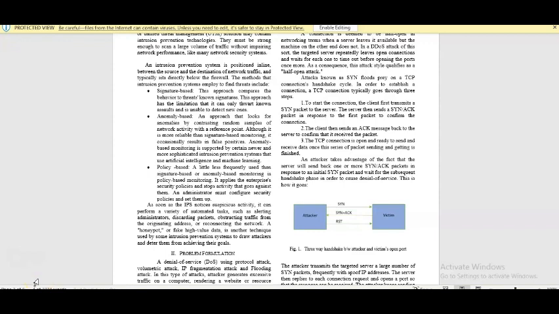My teammates Samhitha and Gopinath have explained the intrusion detection system and intrusion prevention system and the methods that we are following.